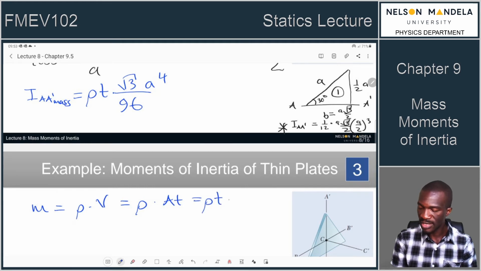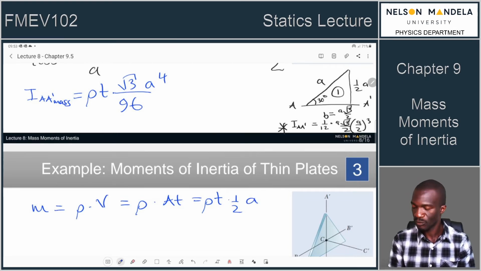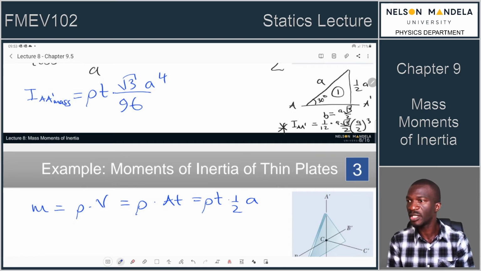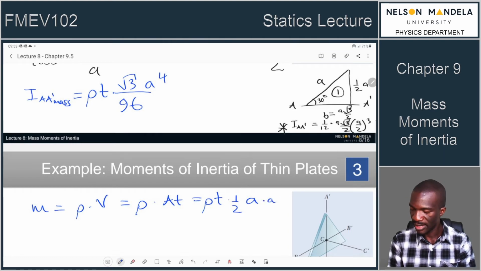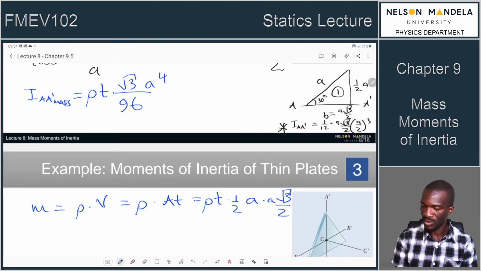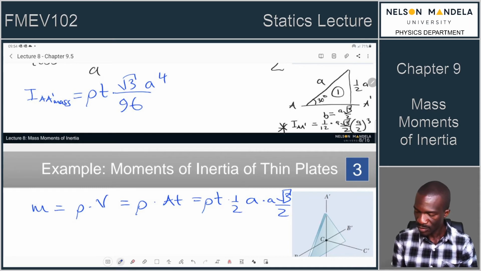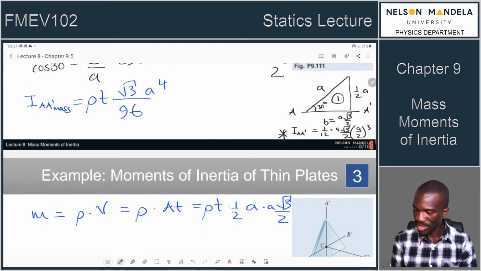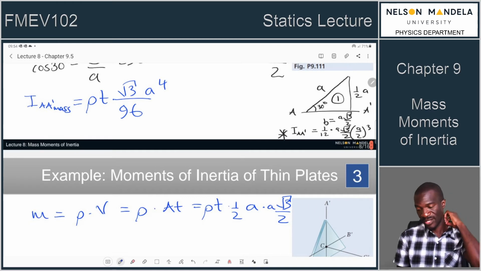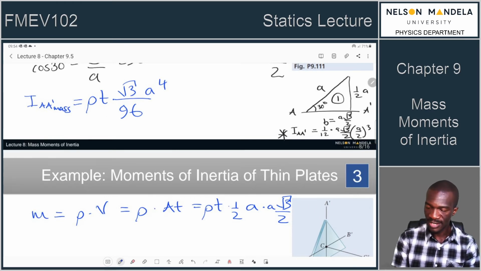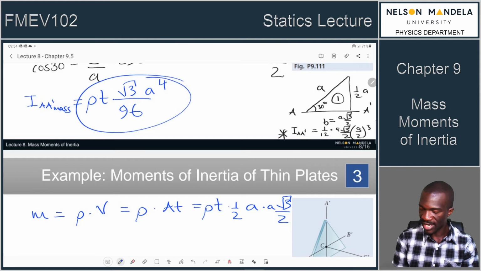So we've got our rho t. The area of a triangle is half of the base, and the base in this case is A. Half base times height: the height we found as root 3 over 2 multiplied by A, root 3 over 2. So this is our area. How can we then remove that? For you to put this as an area, you can simply divide this by that. It means now you will have the mass.